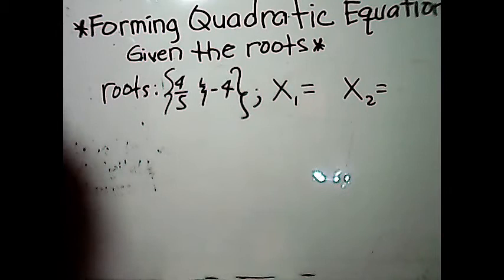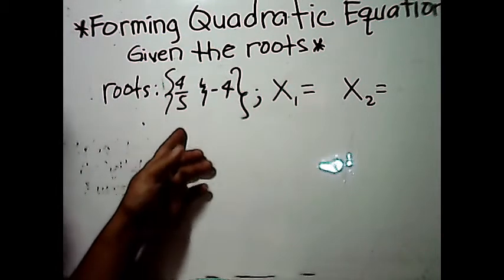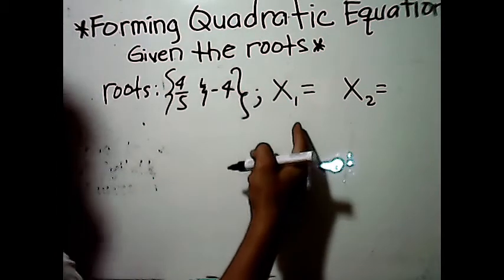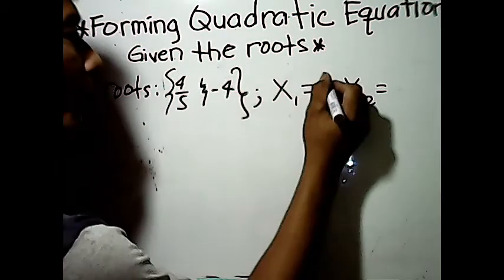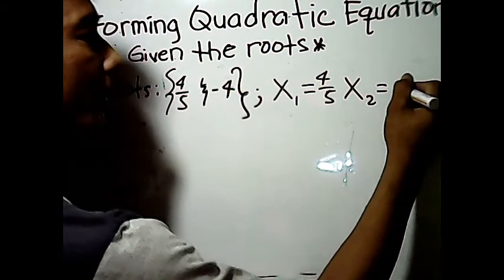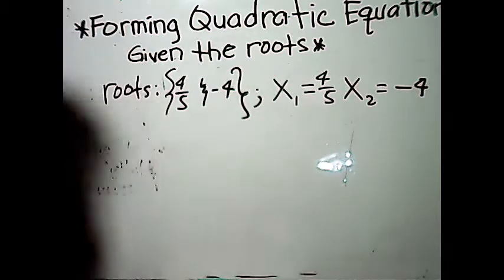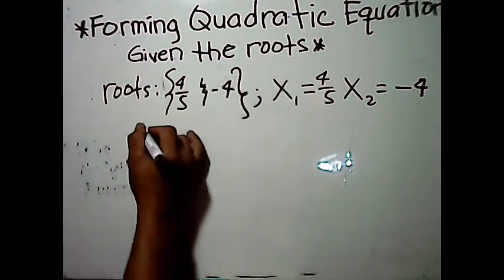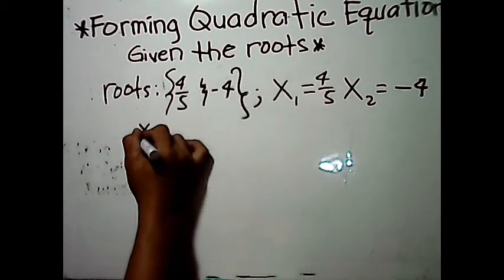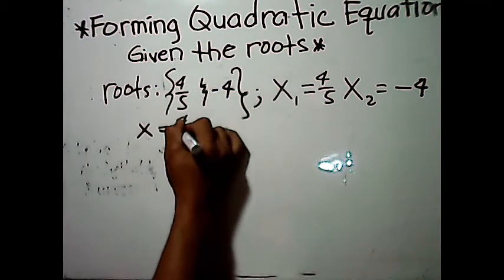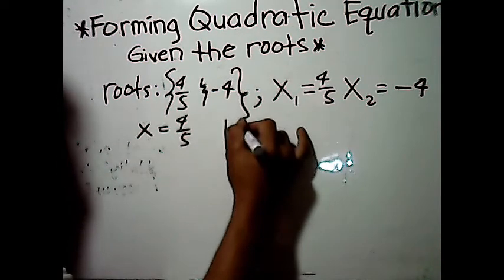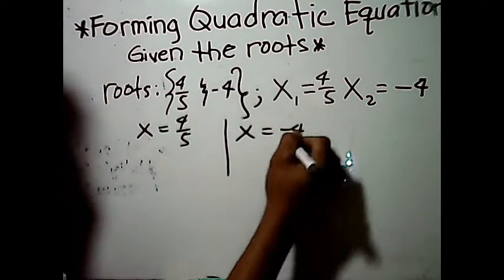Okay, so next example, we have the roots 4/5 and negative 4. So our x sub 1, the first value of x, is 4/5, and then the x sub 2, the second value of x, is negative 4. So we will again equate to 0. So this will become x equals 4/5, and the other one is x equals negative 4.